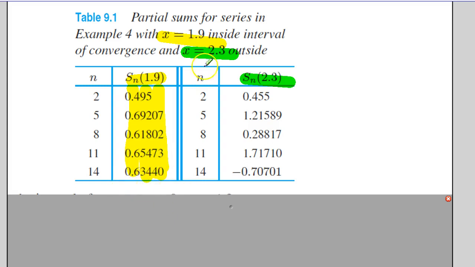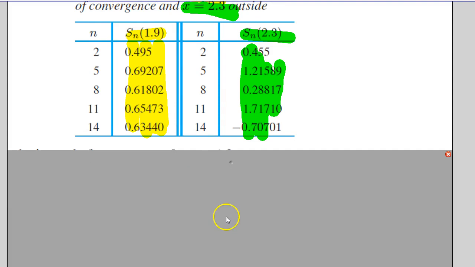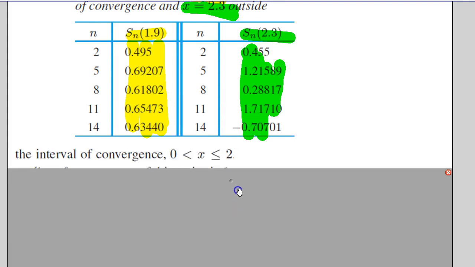0.7, okay? But when x is 2.3, you can see that as n gets bigger, the partial sums seem to oscillate and don't seem to gather around a value. So that gives us an idea that something's happening for an x value less than 1.9, and something's happening for an x value greater than or equal to 2.3. Okay, so here's some terminology. We said that the interval of convergence in this case is for all x values between 0 and including 2.